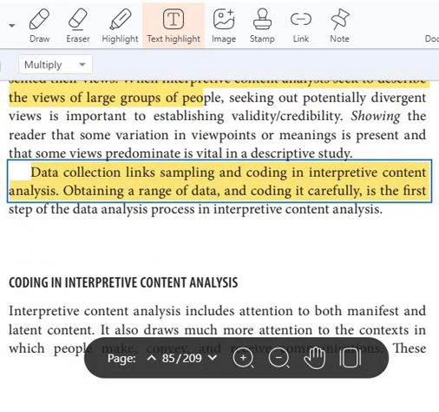So this was actually entitled in basic content analysis as unitizing data. Okay? Obtaining a range of data and coding it carefully is the first step of the data analysis process in interpretive content analysis. What about coding? Let's see something about coding here in interpretive content analysis. The coding here is inductively done. Okay? We are looking at both manifest and latent content, but the coding is done inductively.